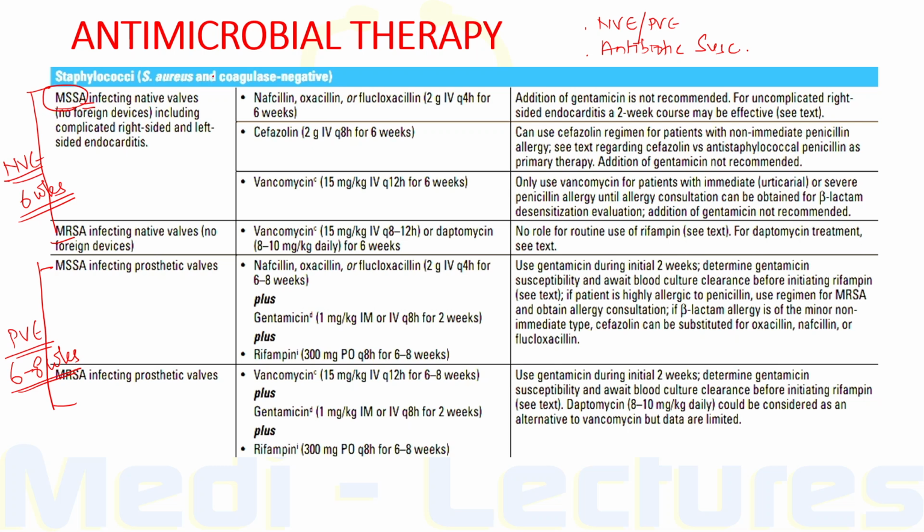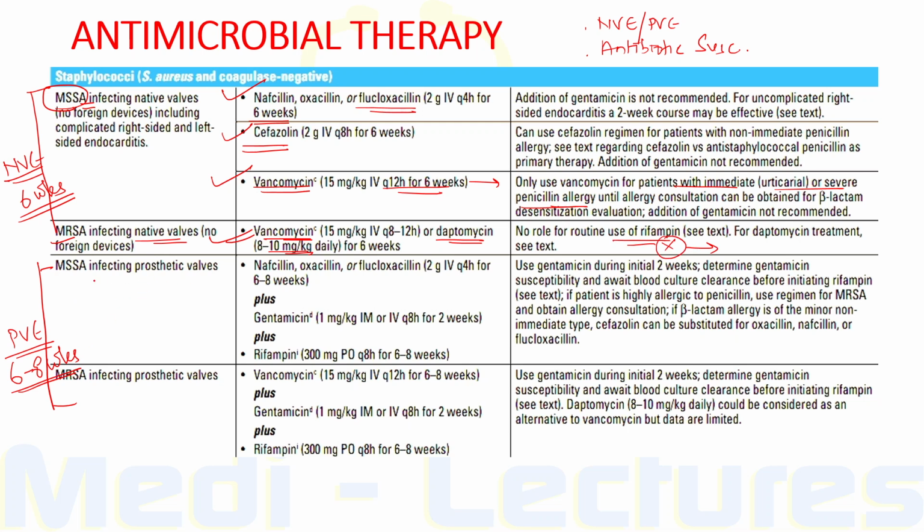Let's first discuss native valve endocarditis by MSSA. Since this is methicillin sensitive, we can give nafcillin, oxacillin, flucloxacillin for 6 weeks. Alternatively, we can go for cefazolin. Also, we can give vancomycin. Vancomycin in this case is not being used for MRSA, but is being used for patients with immediate or severe penicillin allergy. For MRSA, we have to go only for vancomycin, or we can go for daptomycin. The dose of daptomycin is 8 to 10 milligram per kg daily. There is no role of rifampin in this case, which we will discuss, will be used in prosthetic valve endocarditis.